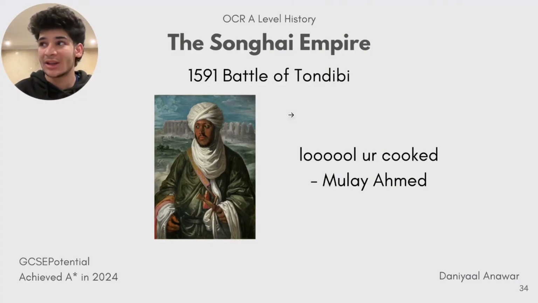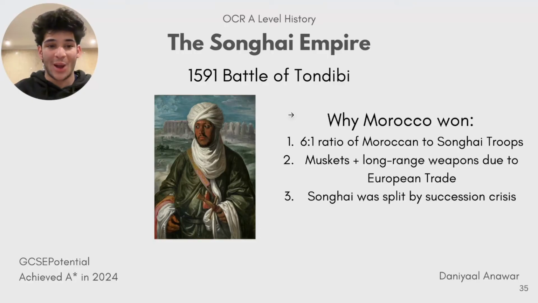They had more resources. They were more well-equipped. They were richer at the time, arguably. So, why did Morocco win? Evidently, Morocco won because the Songhai Empire is no longer here. Rest up. Three main reasons why Morocco won.